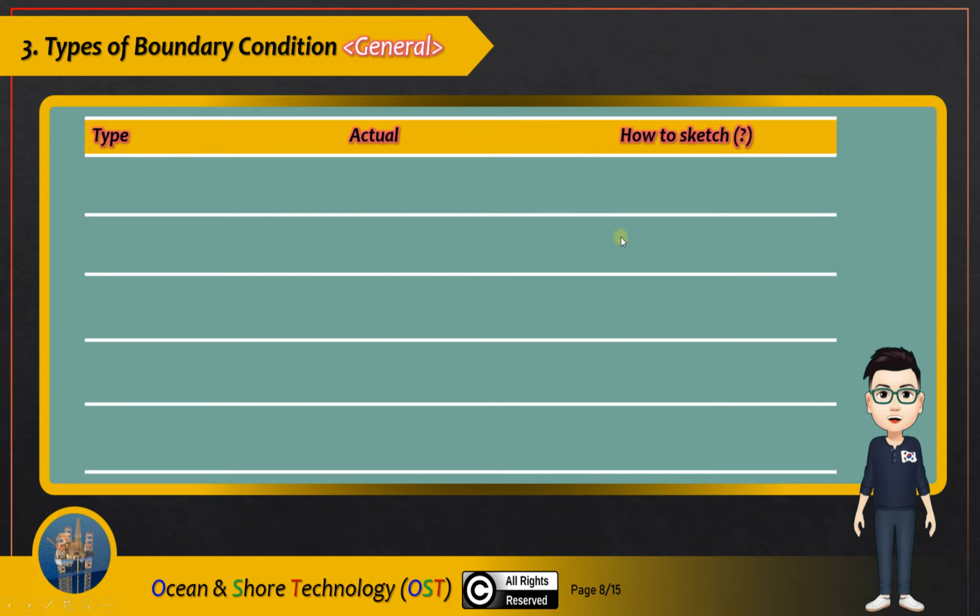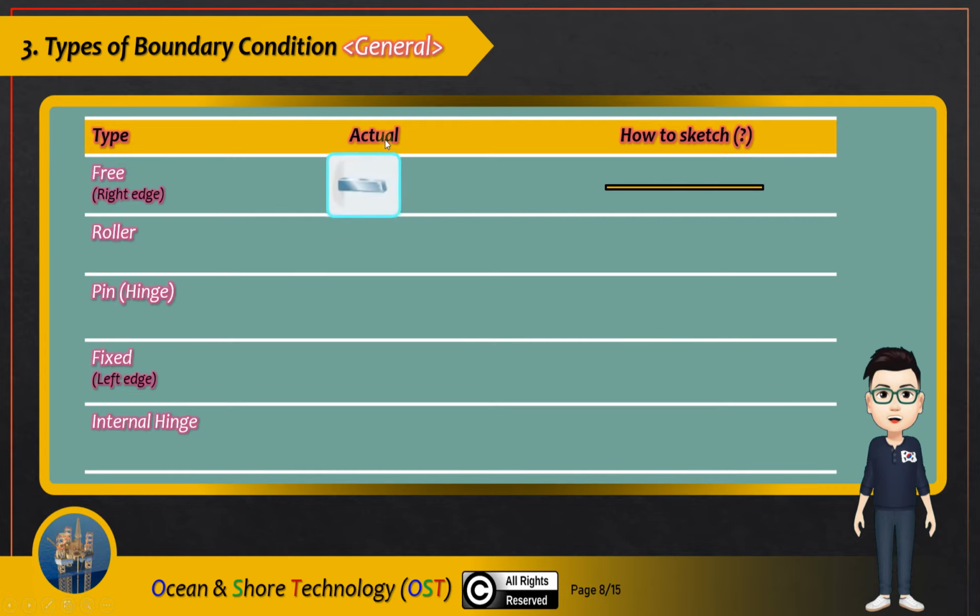Types of boundary conditions are truly important for us, and generally we can see the free, roller, pin, fixed, and internal hinge. Of course, we have further cases, but those five are considered the general boundary conditions.